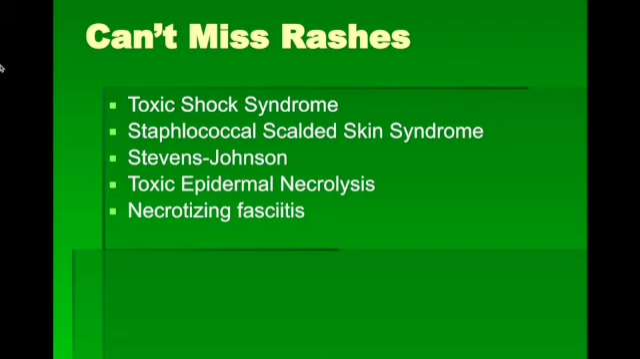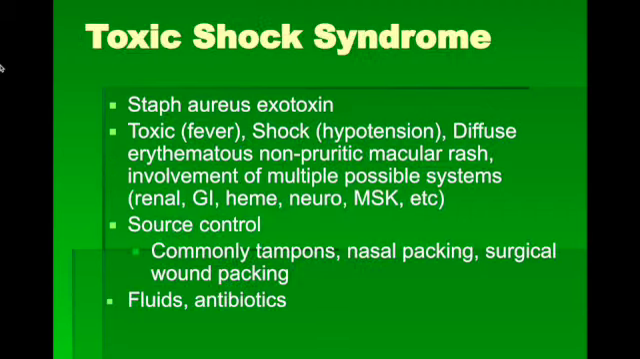These are not things that you need to be expert in at all, but just some general features that should raise red flags to get this person more urgent or emergent care. And we'll start with toxic shock syndrome, which is caused by an exotoxin from Staph aureus. The toxic and the shock, meaning fever and hypotension, usually with a diffuse erythematous non-pruritic, so it's usually not itchy, macular rash, and it can involve multiple systems. So they can have kidney issues, GI issues, musculoskeletal issues.